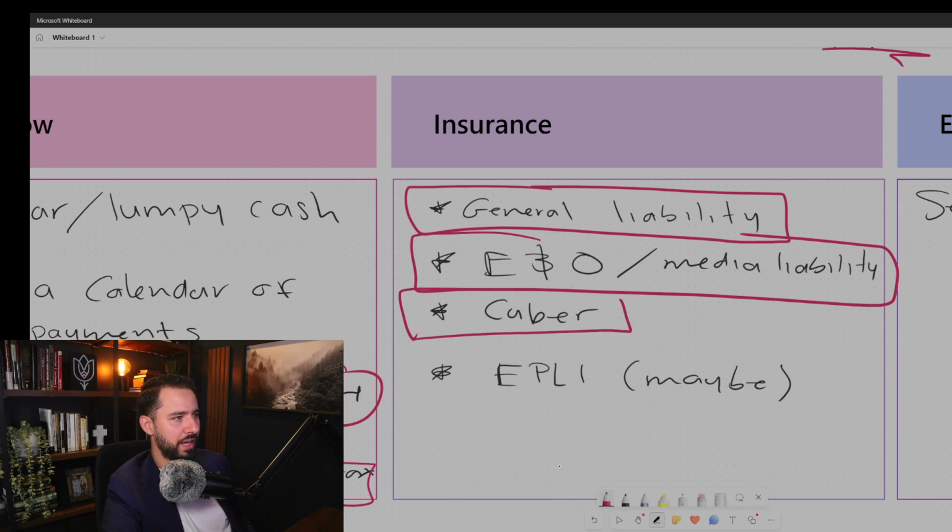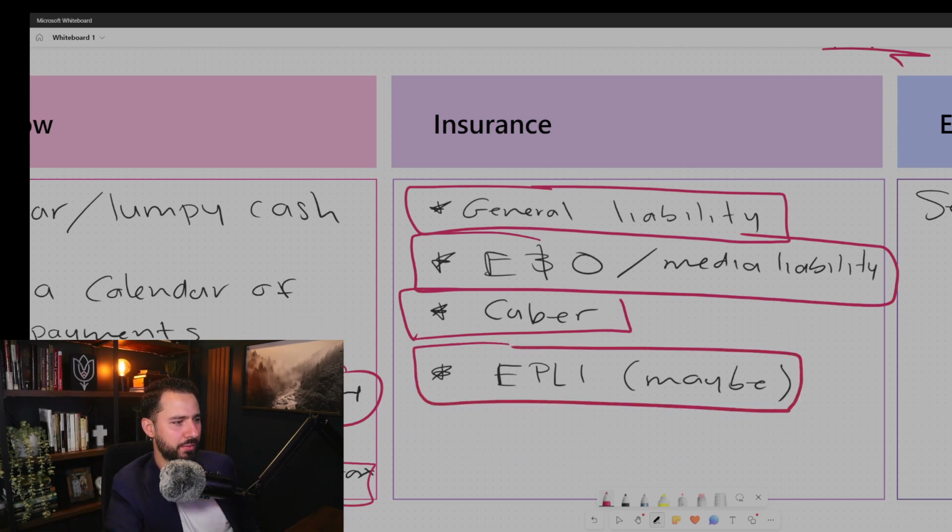For other people that run their business online, cyber insurance typically is recommended. So if you're held for ransom or they take over your website, cyber insurance will kick in and try to pay some losses there. Lastly, and this is a maybe, this is what's called EPLI.